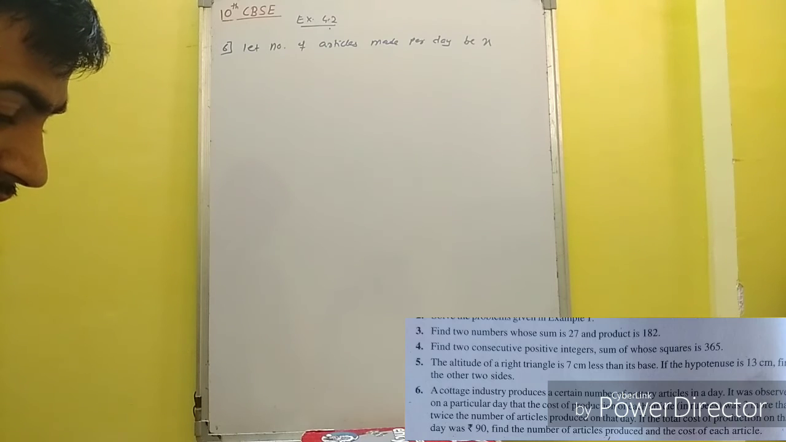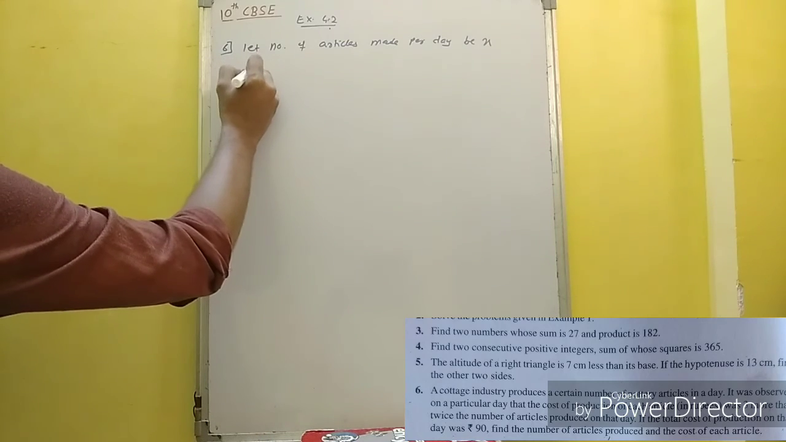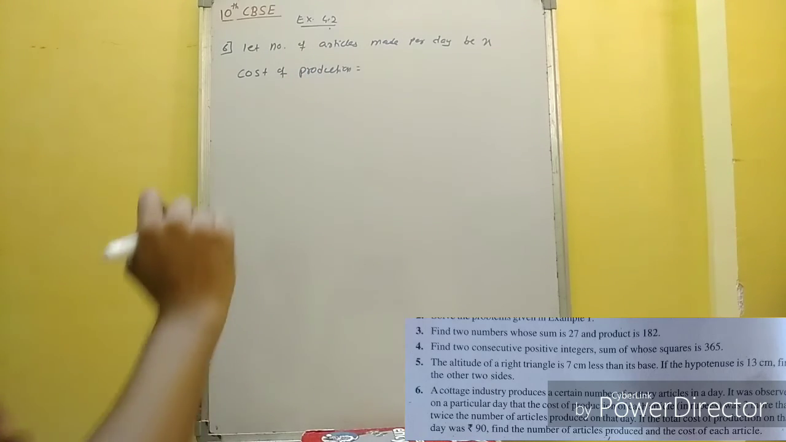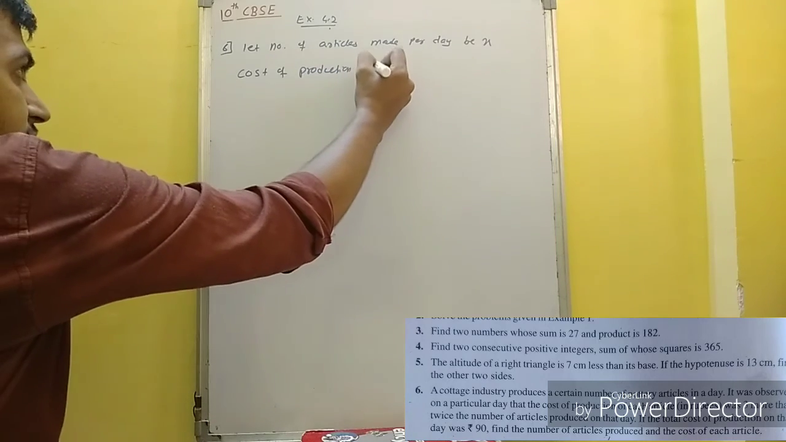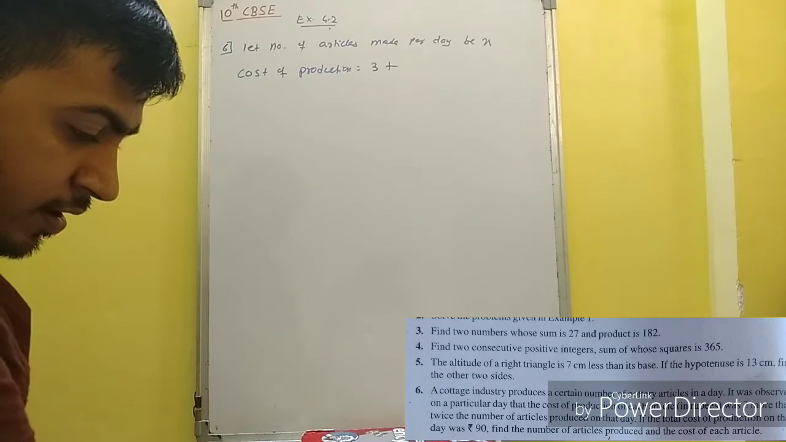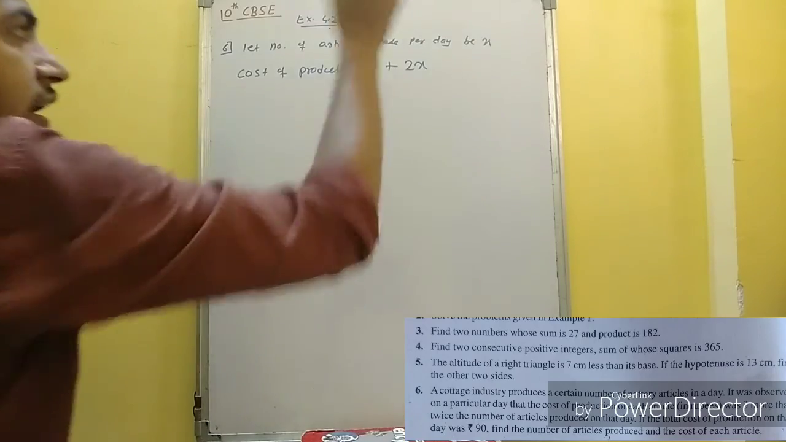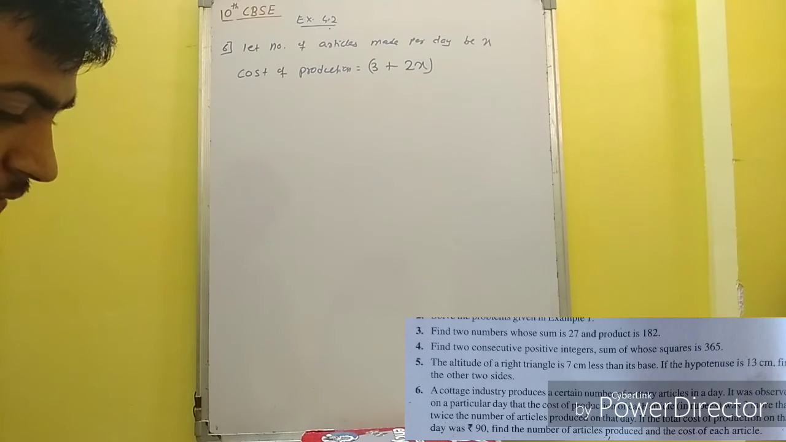Okay. Now, it was observed on a particular day that cost of production of each article. Now, cost of production means the cost of making one article, one item. Okay, how much is the expense of making one product, one article. So it was observed on a particular day that the cost of production of each article in rupees was 3 more, means 3 plus, then twice the number of articles per day. So twice the number of articles per day is 2x. So this is the cost of one article. Okay, cost of production of one article.